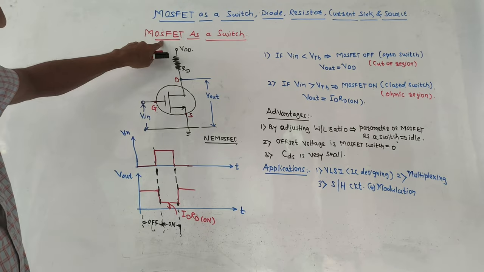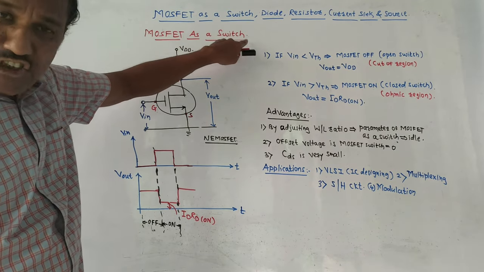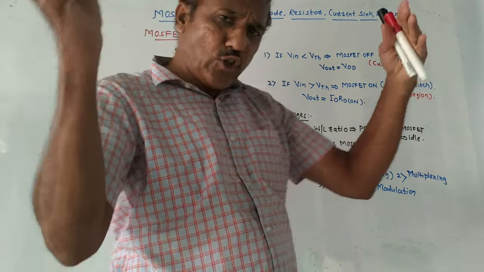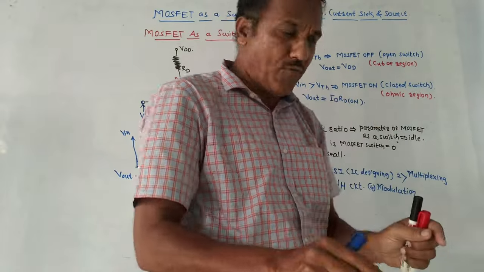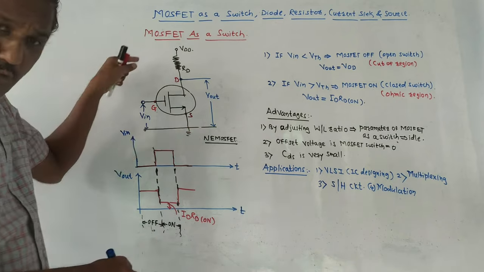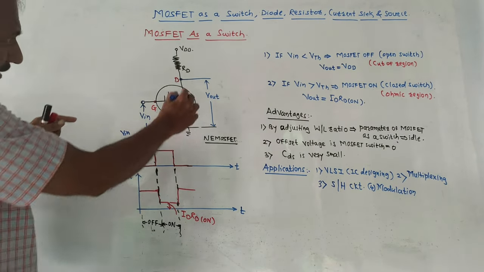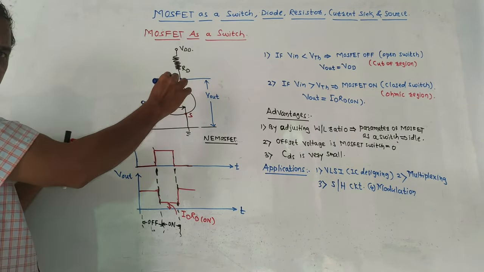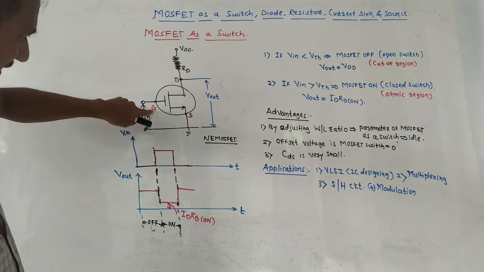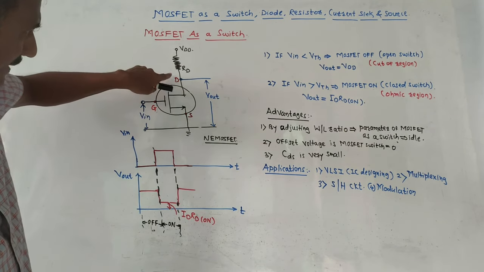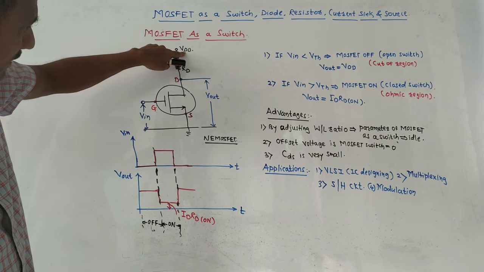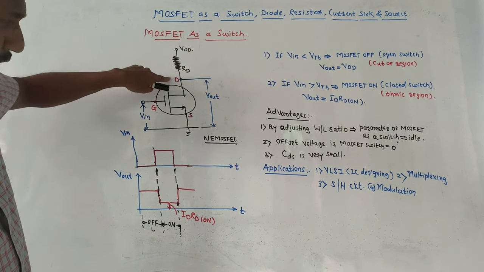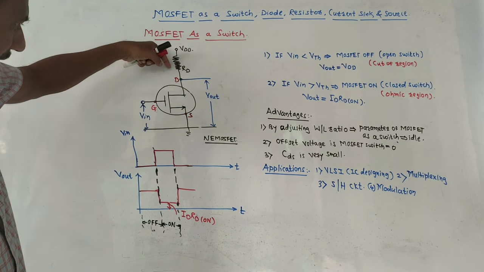First topic, first part: MOSFET used as a switch. We know that in the case of a switch, there are only two conditions, switch on and switch off. So we have to make use of this MOSFET as a switch. This is the generalized diagram of a MOSFET. We are well aware of the terminologies: this is the gate terminal, source terminal and drain terminal. VDD is the supply voltage, which is connected to the drain terminal through resistor RD.